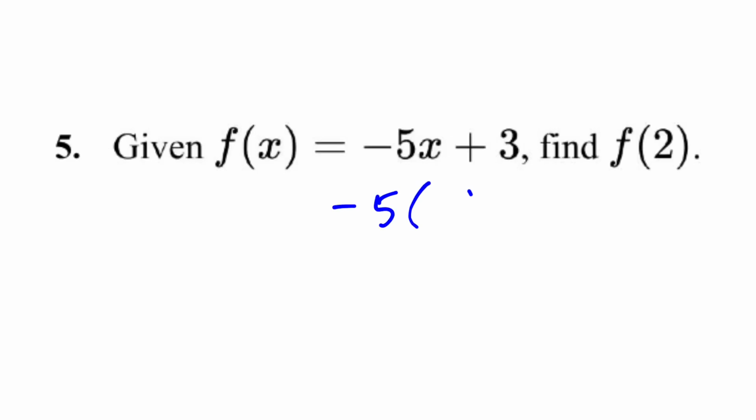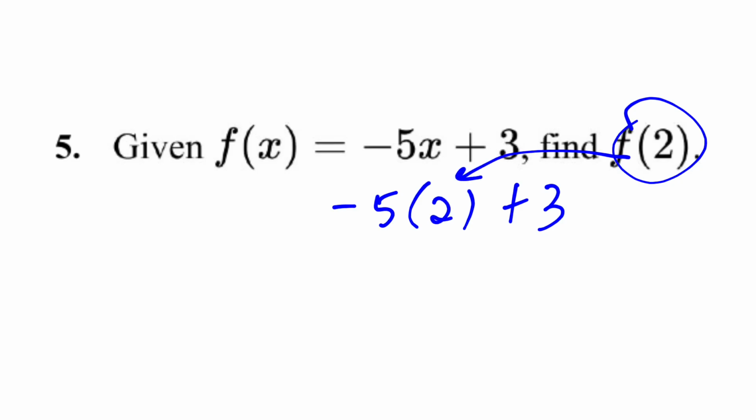Negative 5 times x plus 3, I replace x with the parenthesis. I plug this in, I put a 2 there. Negative 5 times 2 is negative 10. Add the 3, I'm at negative 7.